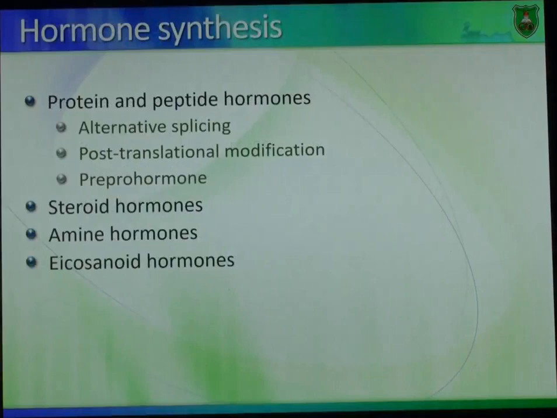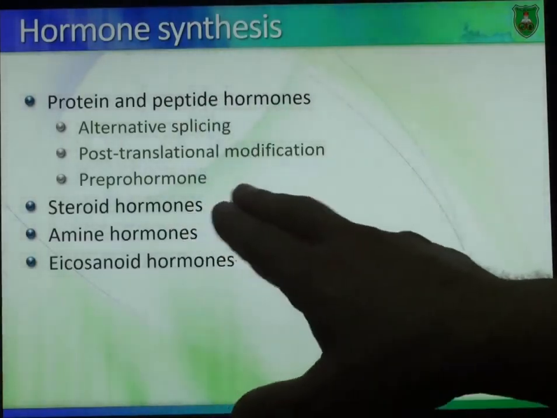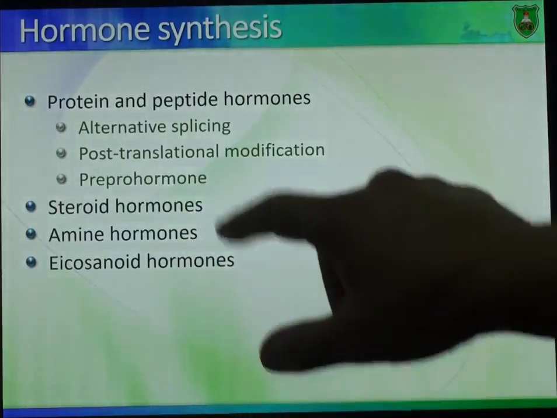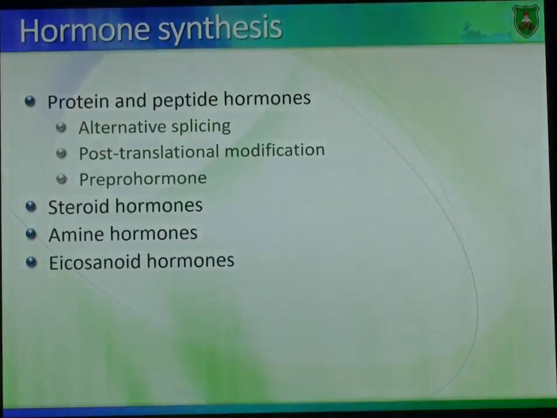Okay. Now, in terms of hormone synthesis, it's different according to the hormone type. So protein and peptide hormones can be synthesized differently than steroid hormones, amine hormones, and eicosanoids. The protein and the peptide hormones can also be synthesized by different mechanisms. We have alternative splicing, we have post-translational modification, and we have the early synthesis of a pre-pro hormone that needs to be activated into the final form. Okay, so let's talk about these first, the protein and peptide hormones.